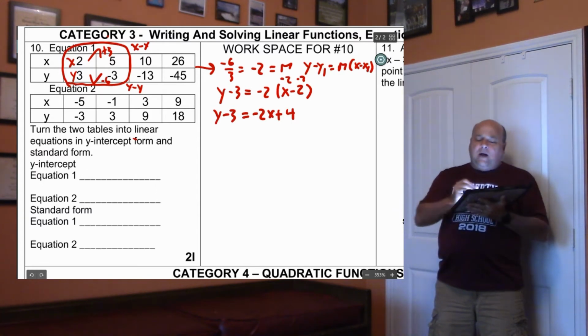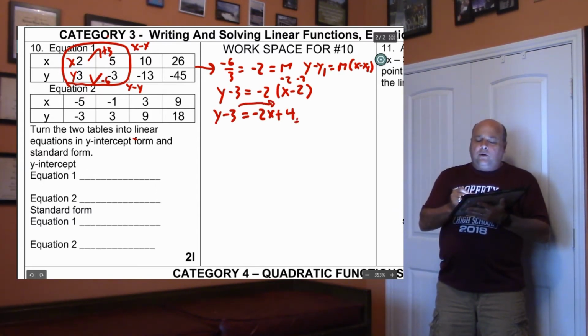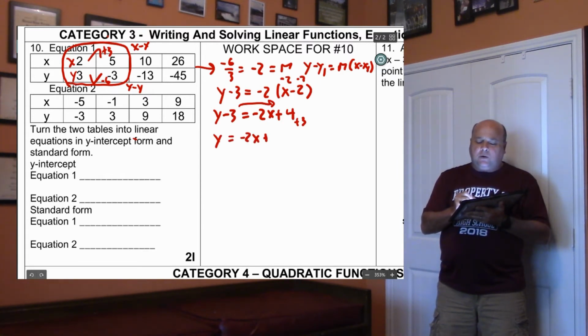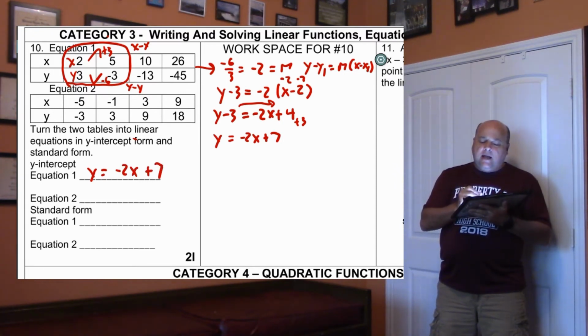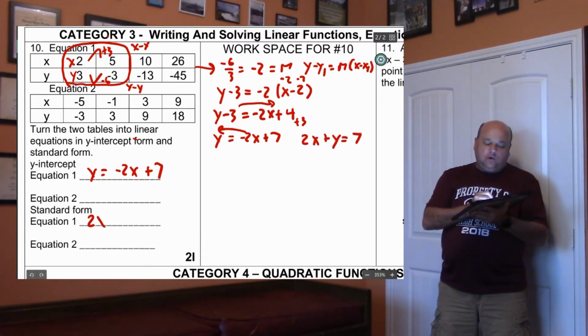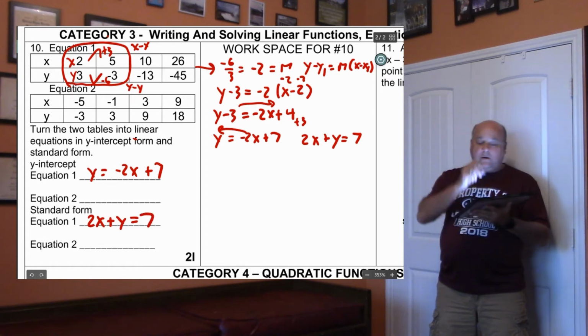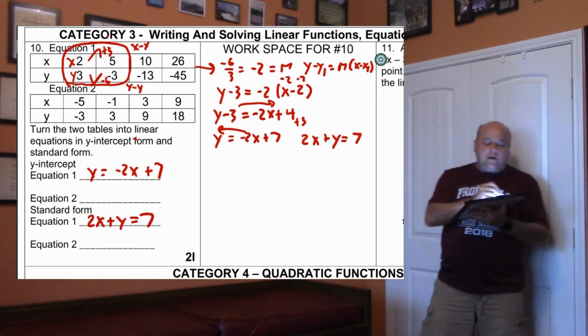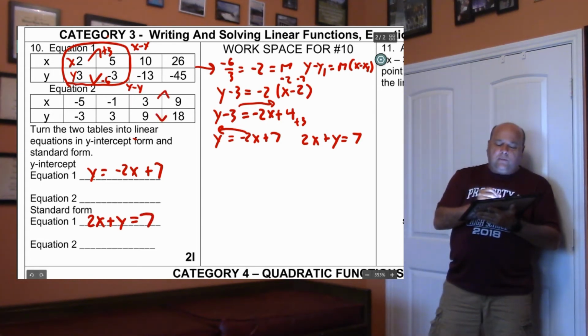And now then, to get y-intercept, I just move the 3 over. So plus 3, so my y-intercept is going to be y equals -2x plus 7. So y equals -2x plus 7. And to get my standard, I'm going to move the x to the left. So I would end up with 2x plus y equals 7. 2x plus y equals 7. You're going to do the same thing for the next one. I would use these 2 numbers right here because everything's positive, isn't it?